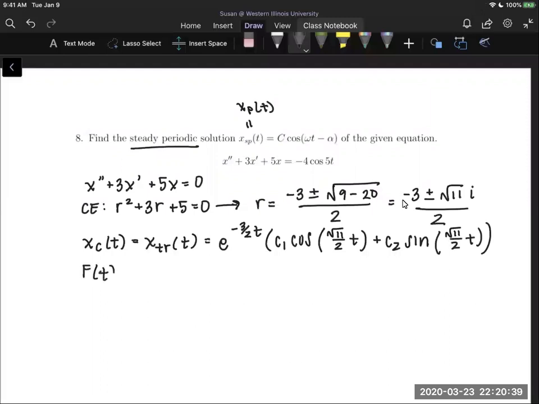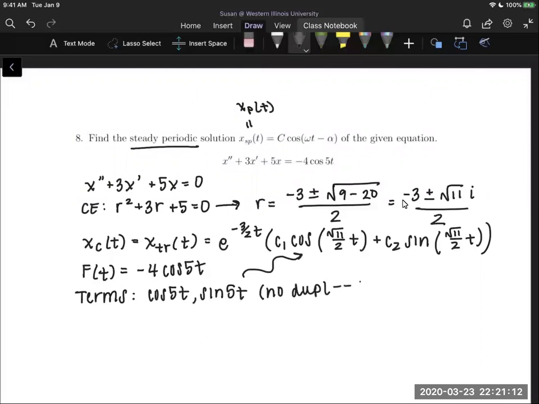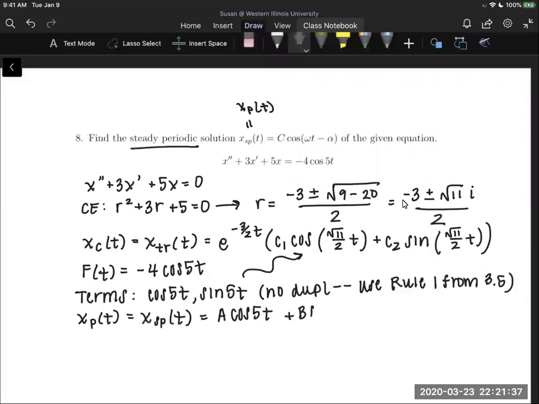Now let's take a look at f of t, which is negative 4 cosine 5t. We can now list out our terms. As usual, we're only going to get two terms because cosine, when we take its derivative, gives us sine, and then we just keep jumping back and forth between the two. So we have cosine 5t and sine 5t. Again, we look back up at our complementary function, and we recognize that there is no duplication in this case. That means we're going to use Rule 1 from section 3.5. That is, we'll take a linear combination of those terms. So our guess for the particular function, which is also known as the steady periodic function in this case, is A cosine 5t plus B sine 5t.